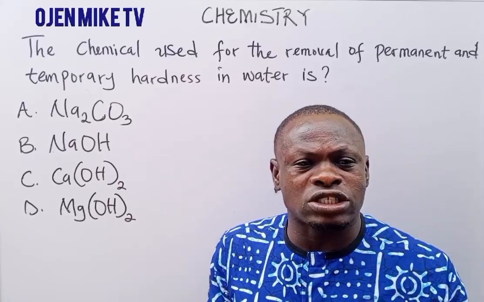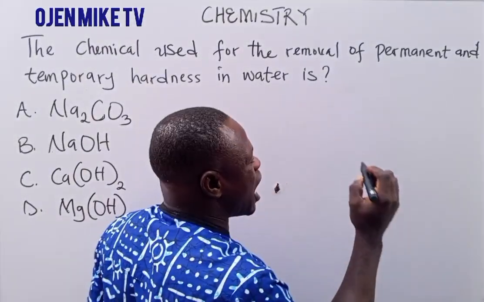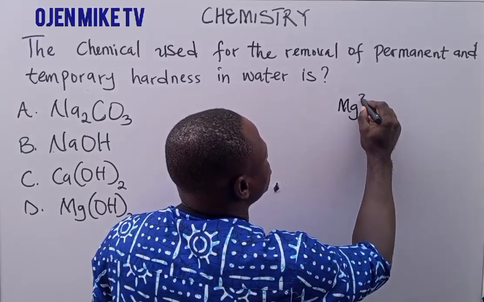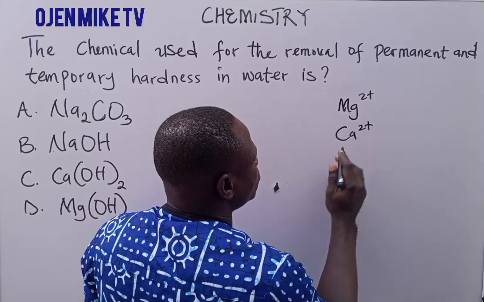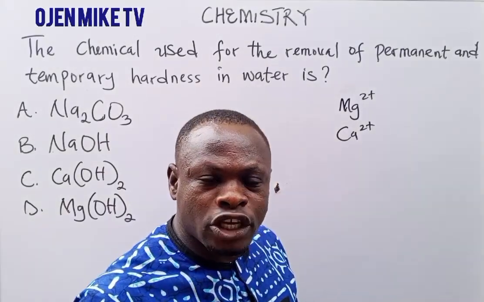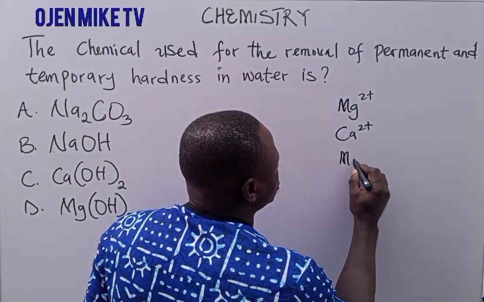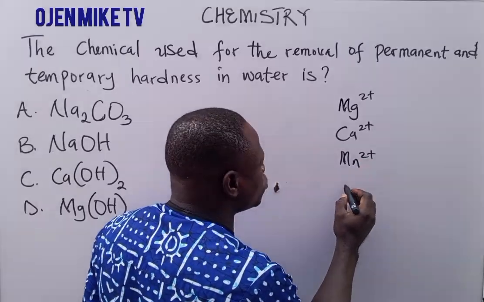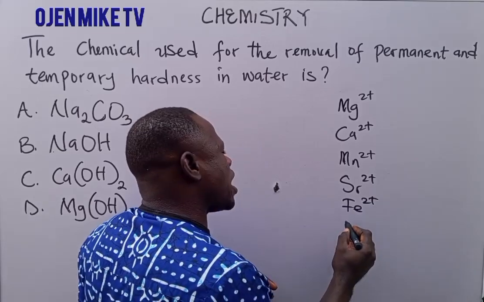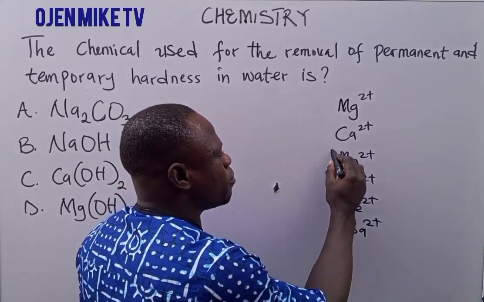Now, there are ions that cause this hardness of water. Look at the ions here. Ions that cause both temporary and permanent hardness of water include magnesium ion and calcium ion. These are the two major ions, but we have others, more especially in a place where dissolved minerals are much. You have something like manganese ion, strontium ion, iron, and barium ion. These ones are mostly limited.